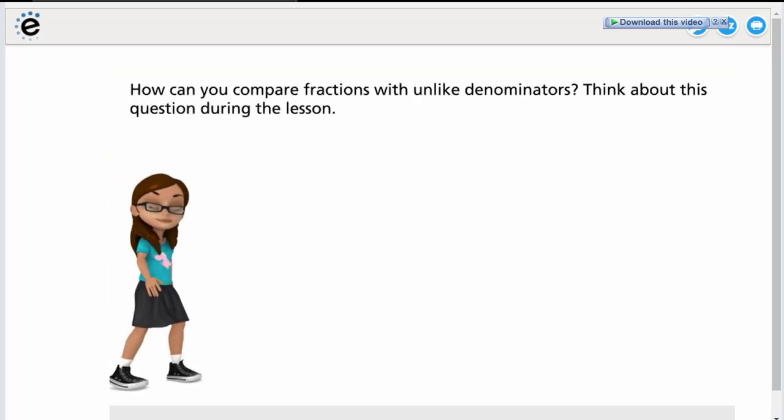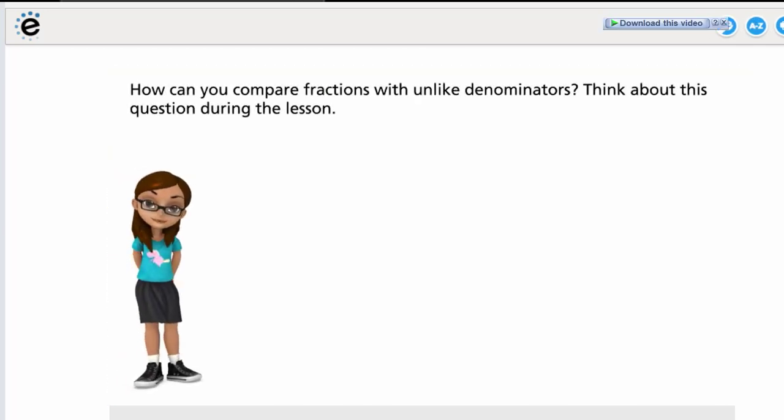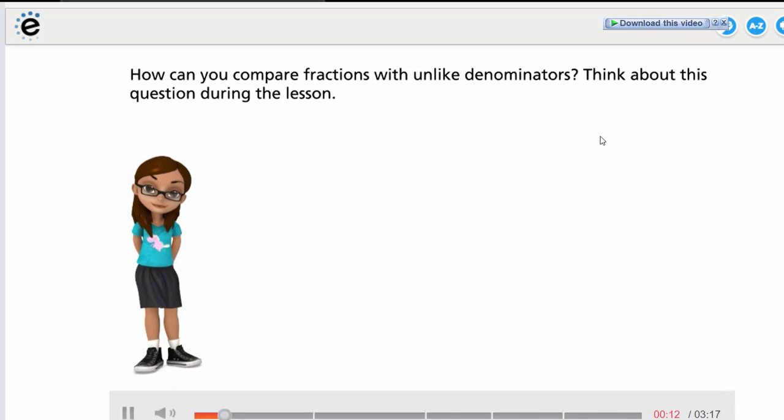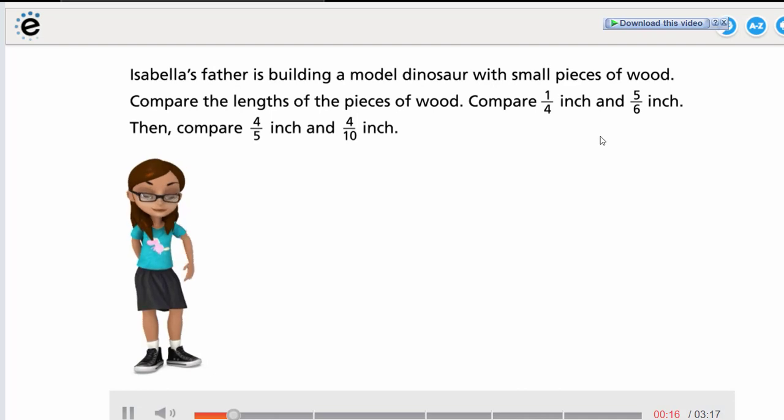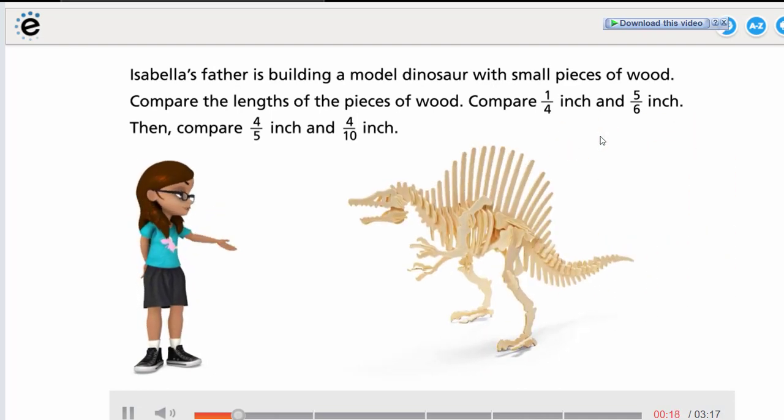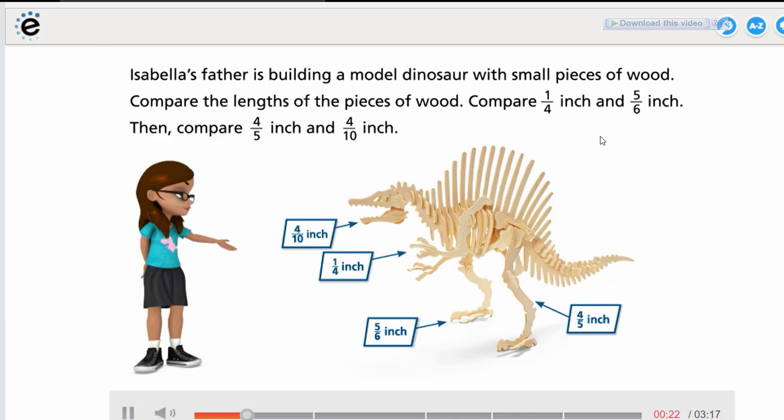How can you compare fractions with unlike denominators? Think about this question during the lesson. Isabella's father is building a model dinosaur with small pieces of wood. Compare the lengths of the pieces of wood. Compare 1/4 inch and 5/6 inch. Then compare 4/5 inch and 4/10 inch.